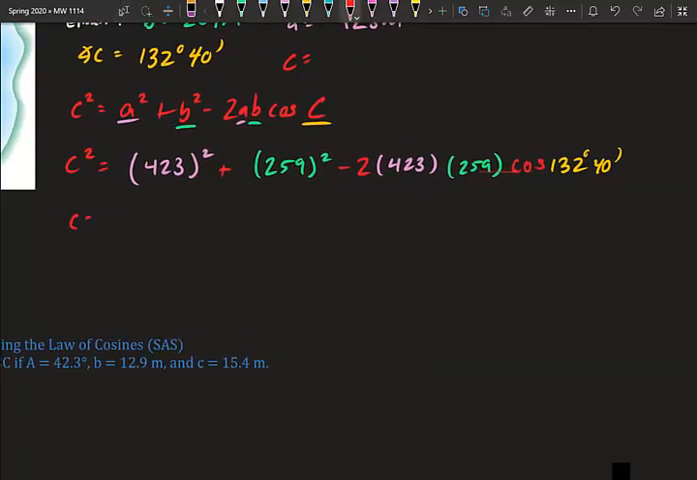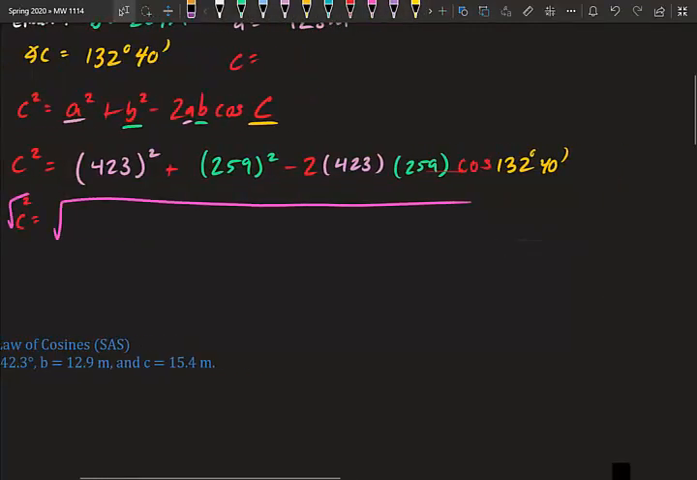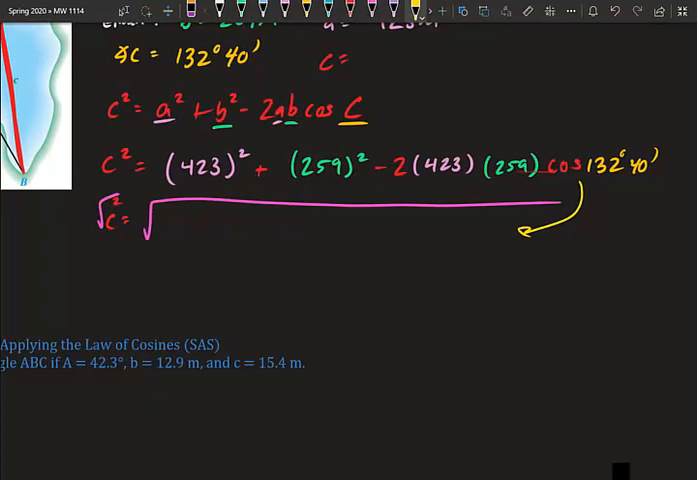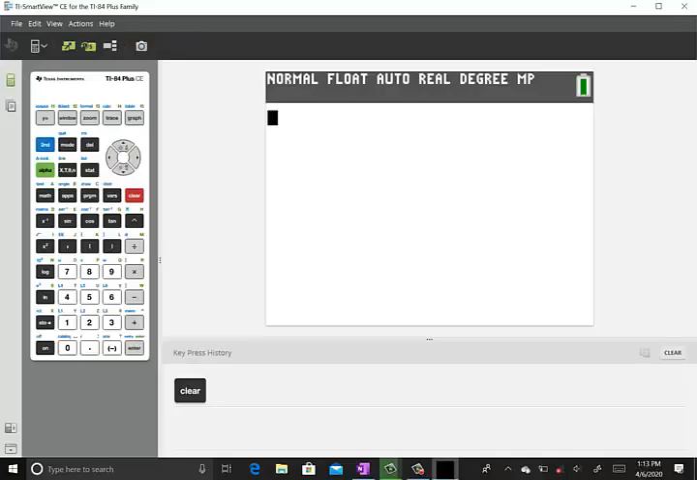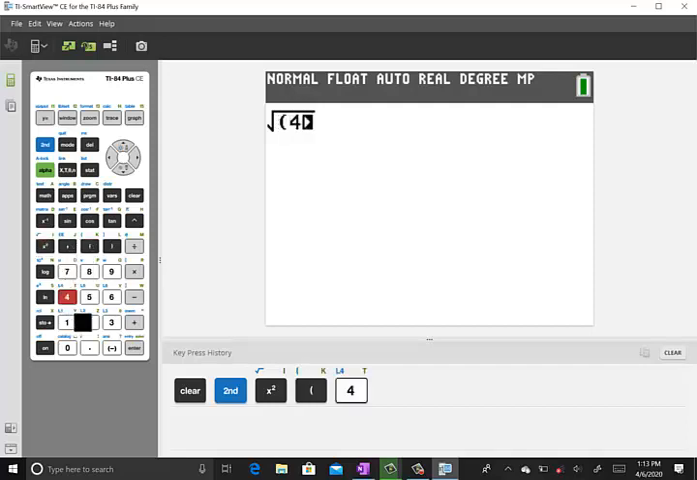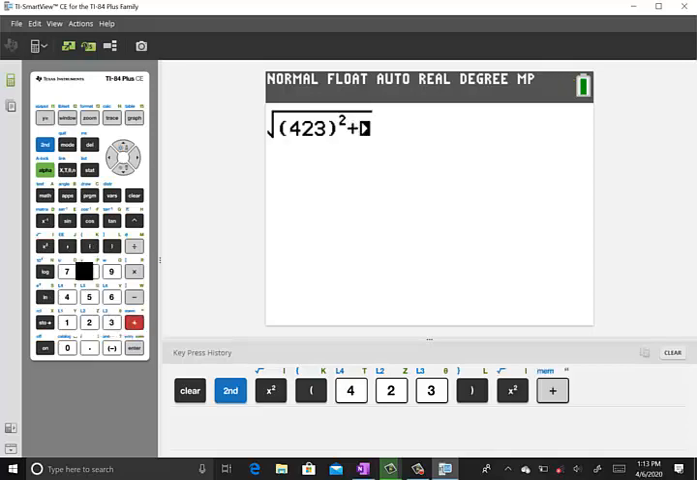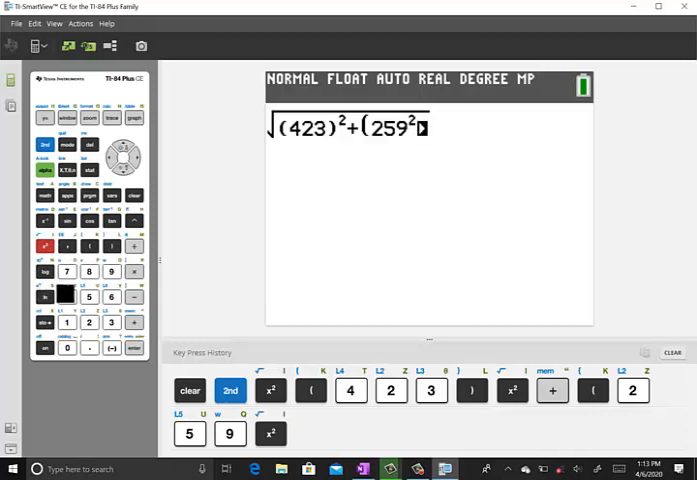Alright, so we know when we solve this, we're going to eventually have to take the square root, right? So when we plug it into our calculator, we're going to plug all of this in with the square root. Okay, I'm actually going to show you how to do that right now. Alright, so we have second x squared, that's going to give us our square root, and then we're going to plug in everything that we have. So we have 423 squared plus 259 squared.